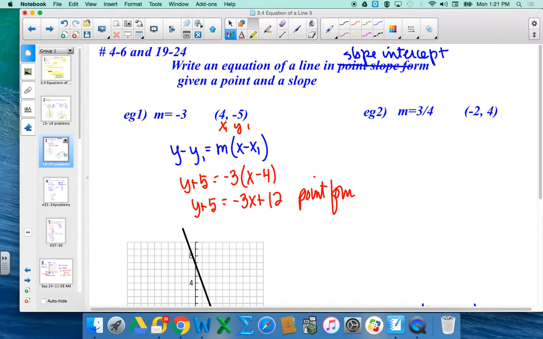You're asked to write it in slope-intercept form. You would subtract 5 from both sides and get y equals negative 3x plus 7. So this is slope-intercept. Everybody understand the difference? Here I've just moved 5 to the other side of the equation, so it's in the form of y is equal to mx plus b. So see if y'all can work problem number 2 without my help.